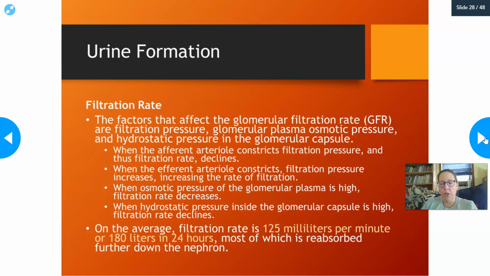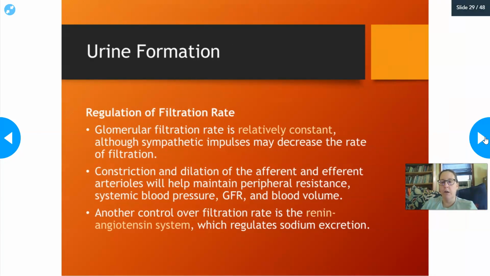hours. Most of which is reabsorbed further down the nephron. And again, we don't pee 180 liters in 24 hours. Thank God. We only pee about a couple. So how do we regulate filtration rate?